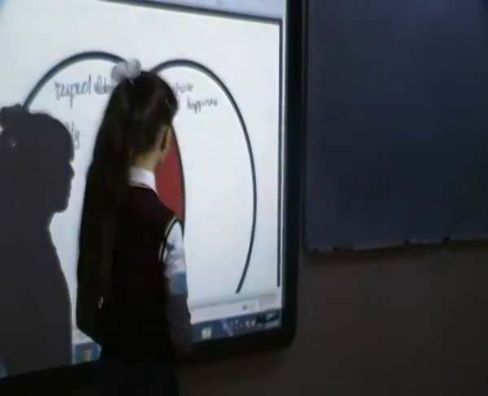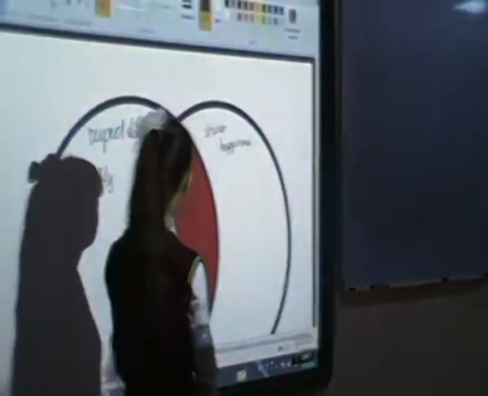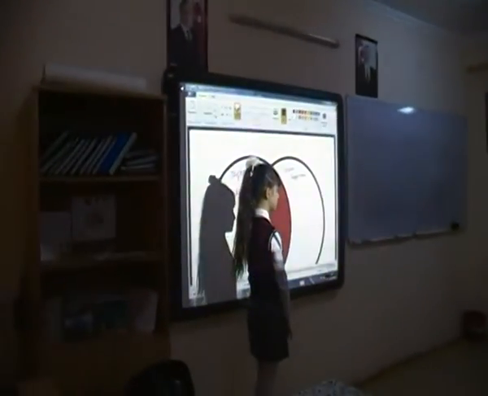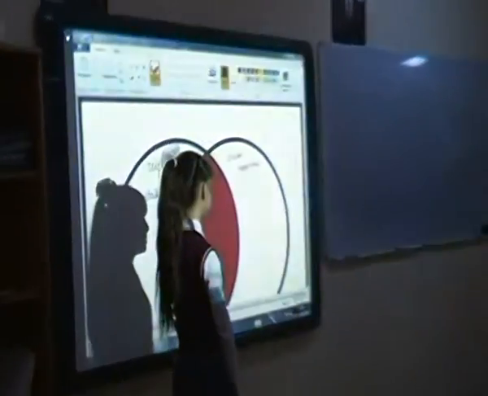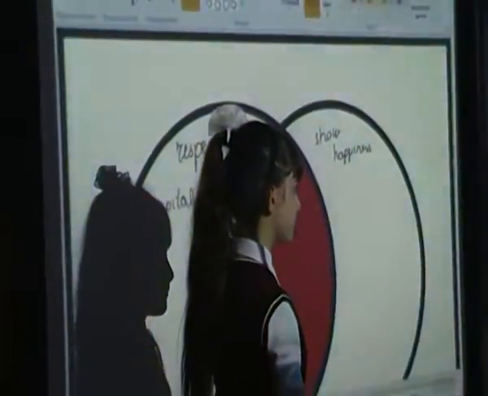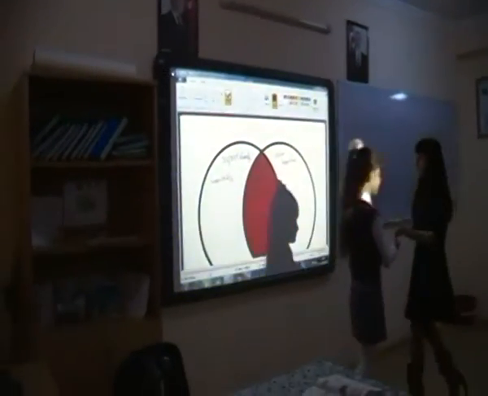Now, please say the same values. Same values. Show happiness, no, same values. Kindness, bravery, heroism, and patriotism. Patriotism, yes. Sit down, please.